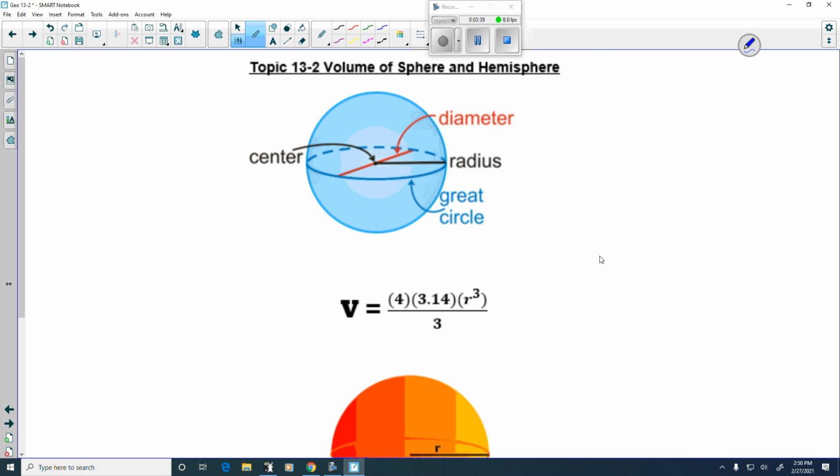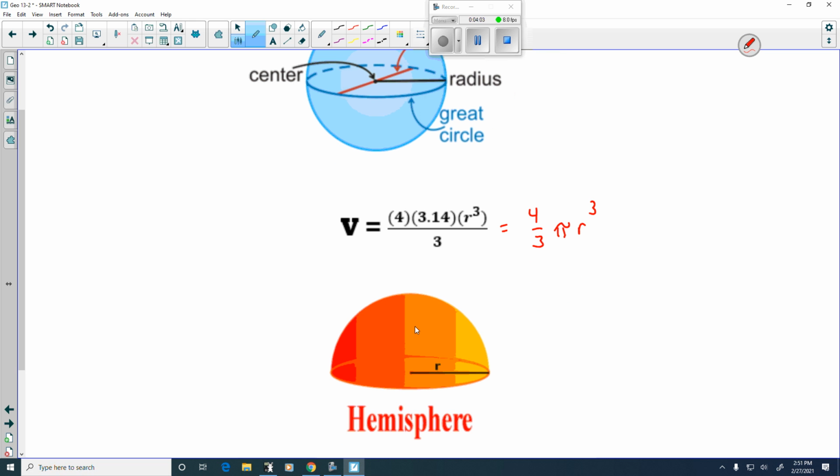could fit in there. The volume of a sphere is given by this formula. 4 times 3.14 times r cubed over 3. Sometimes this is written like this, 4/3 pi r cubed. That's the formula for the volume of a sphere. Now, a hemisphere is just half of that. It's the top part, or the dome of a sphere. And so, of course, that would have half of the volume of a regular sphere.